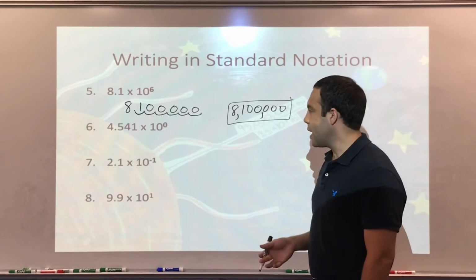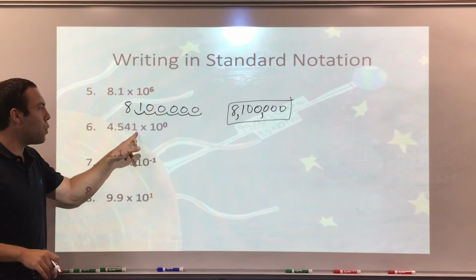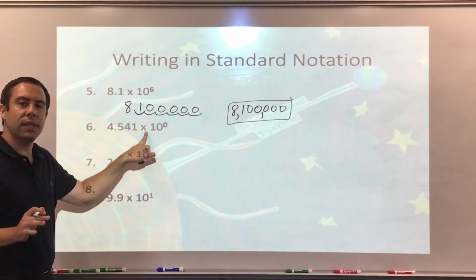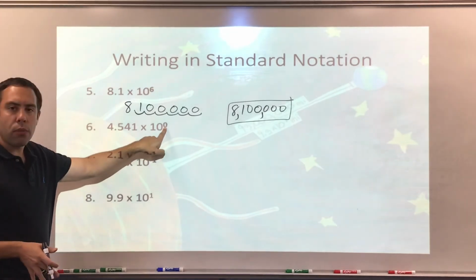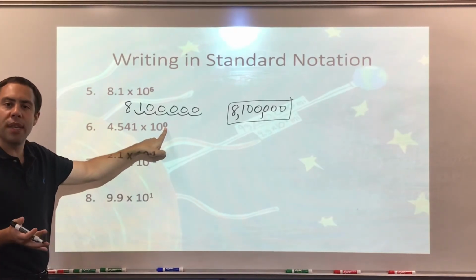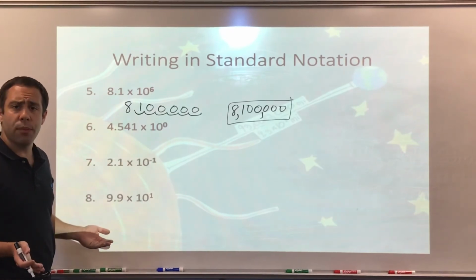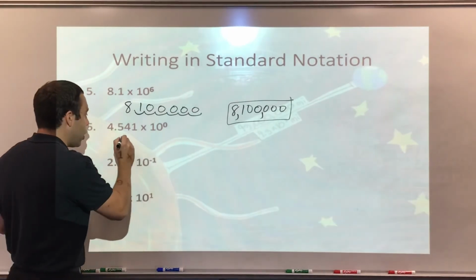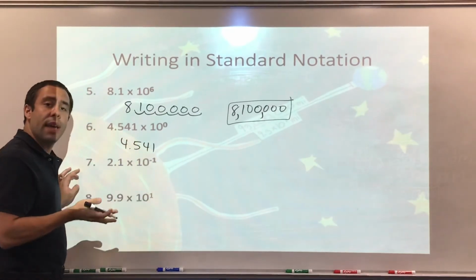Problem number 6, we have 4.541 times 10 to the 0 power. Well, that exponent represents the number of times we would move the decimal point. That number is 0, so we don't move the decimal point at all. So our answer is just 4.541. It doesn't change.